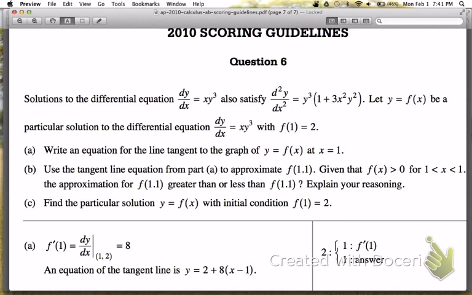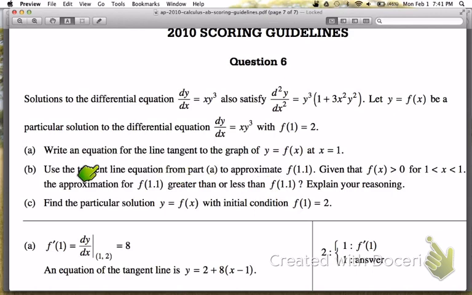So that's part A. Part B says use the tangent line equation from part A to approximate f of 1.1. Now again, every time you see this word approximate, please do not go through and actually find the integral. Now, the good thing is that you don't actually know how to yet, so that's good. A lot of you guys, though, get tempted to do that. You actually get tempted to find the integral and actually plug in 1.1. But they do not want that. They want an approximation of 1.1.